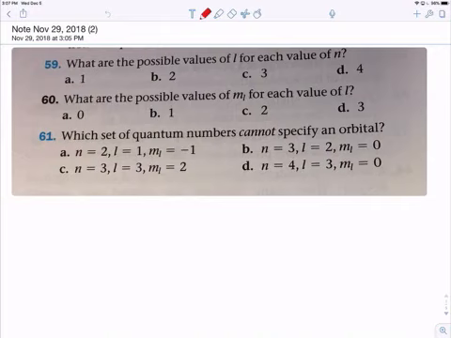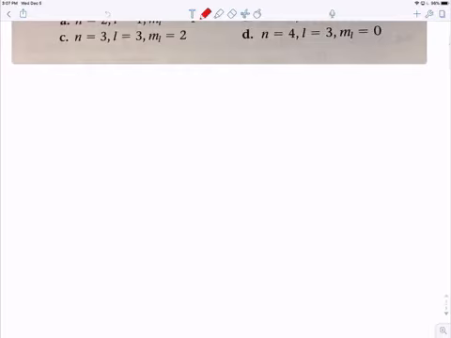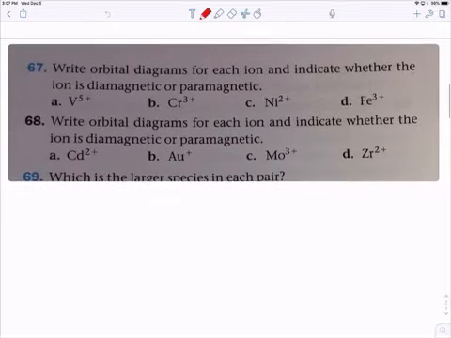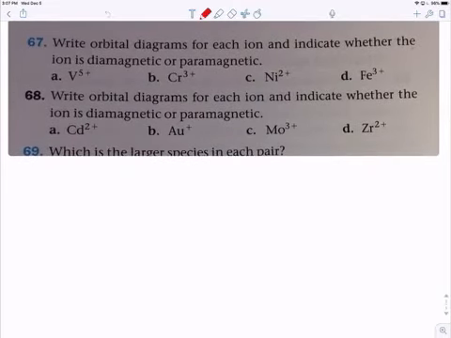C is bad. D, n is 4, L can be 0, 1, 2, or 3. 3 is fine. If L is 3, M sub L can be minus 3, minus 2, minus 1, 0, 1, 2, or 3. 0 is fine. So, questions with this one? It's something straightforward. Okay. It's probably what you guys are after.